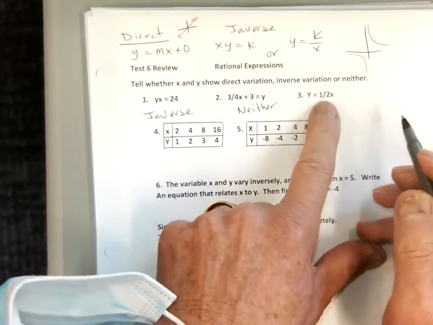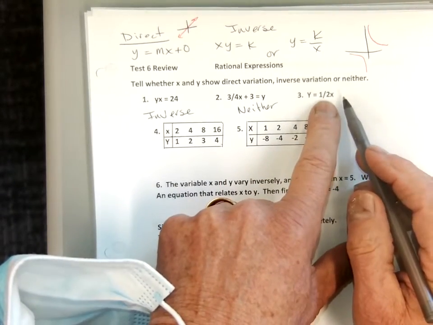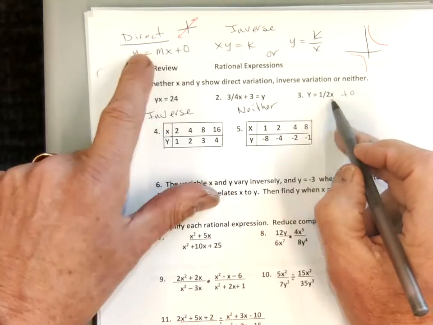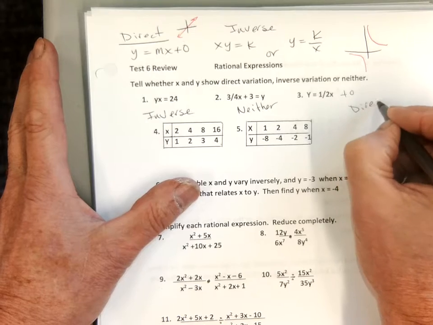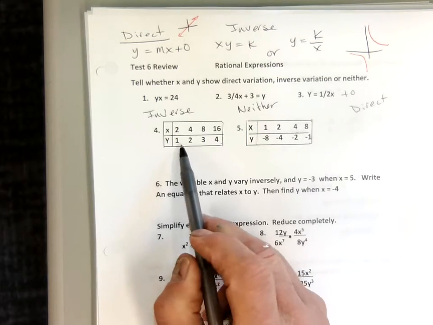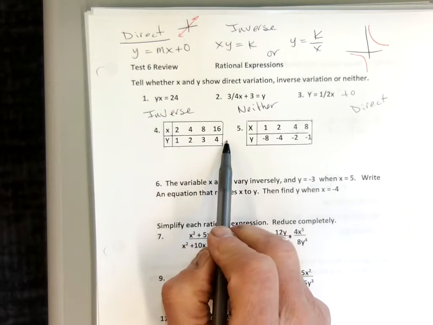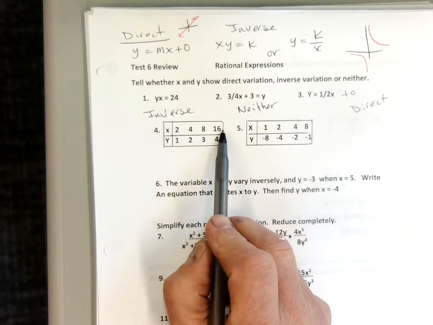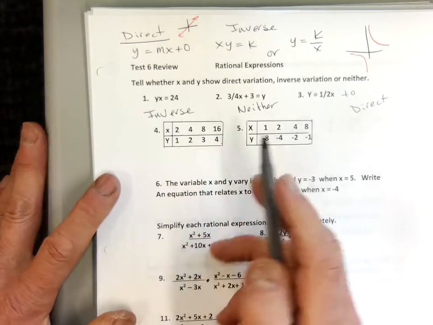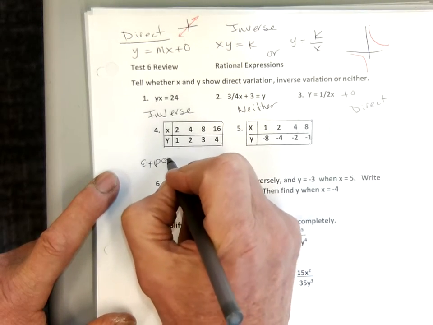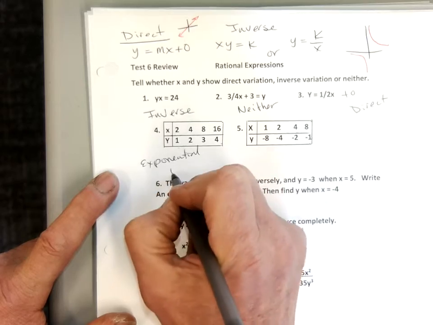And number 3, 1/2 x plus, there is a plus 0. It'd be a straight line. It's got to be direct, okay? All right. Number 4. 1, 2, 3, 4, 2, 4, 8, 16. Looks exponential, which is going to be neither.